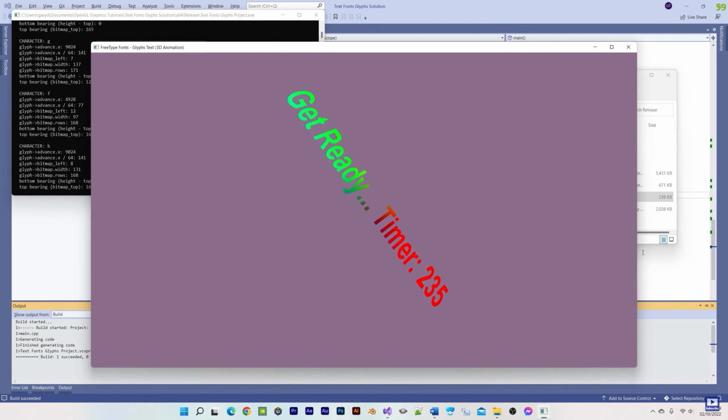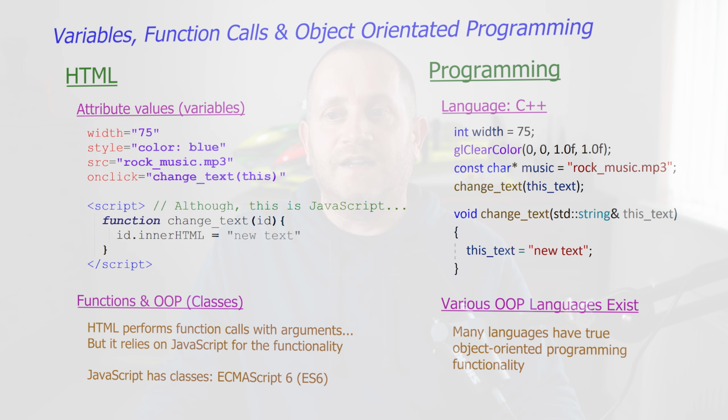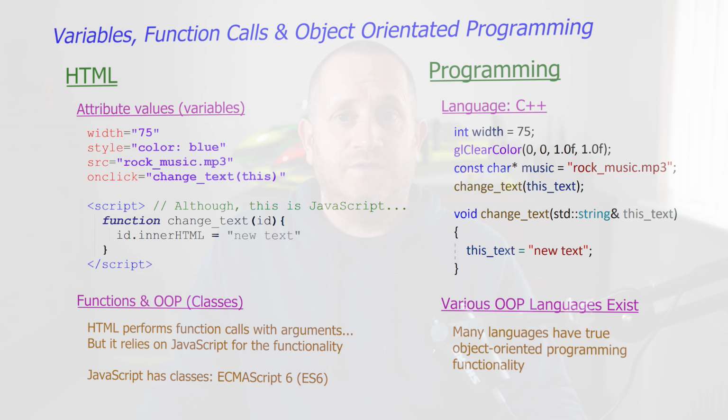In HTML, we can say width equals 75. In C++, we've got int width equals 75. Style equals colour blue in HTML. C++ assisted by the OpenGL API, we've got GL clear colour, red, green, blue, alpha. If we want to load an external file, in HTML we've got source equals rockmusic.mp3, and in C++ it's just a constant char pointer equals the same string.